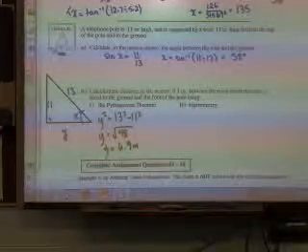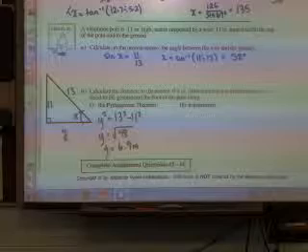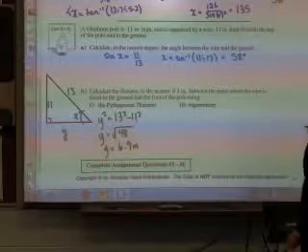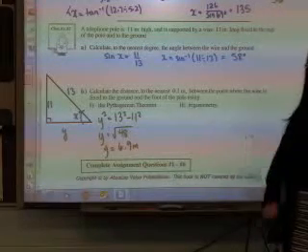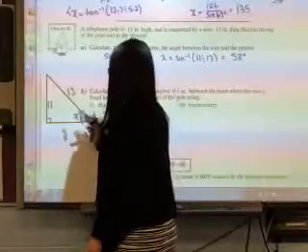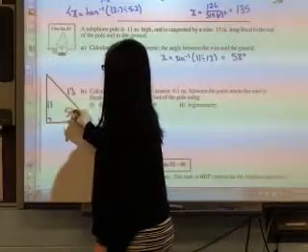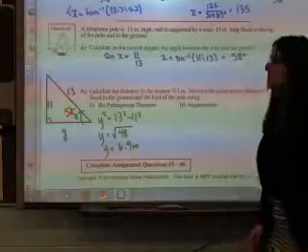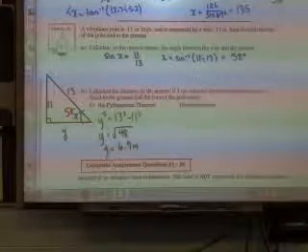Okay. And what if I had to use trig? So I now have an angle. I have this being my 58. How can I use that?